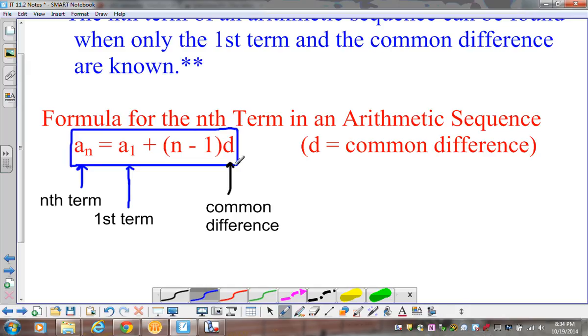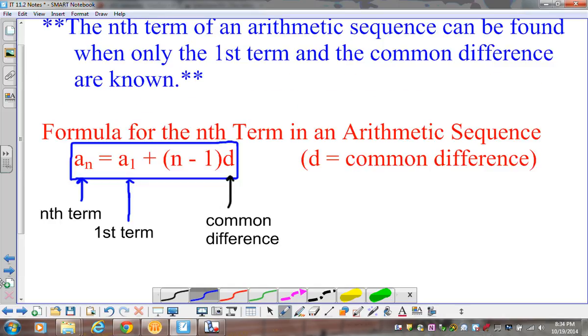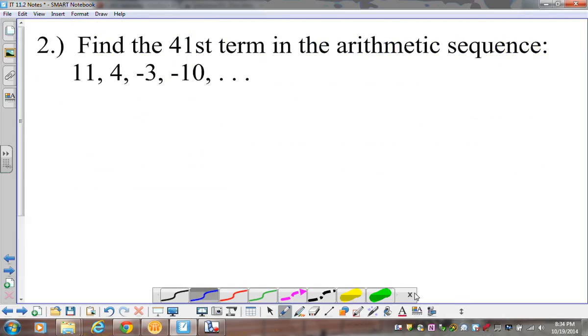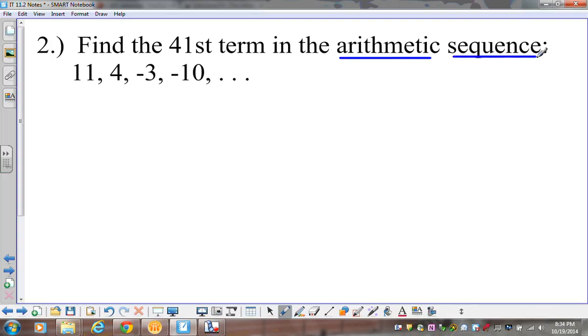That's the very basic form of what we're going to be looking for. You need to make sure you know that equation. Let's look at the first one. It says find the 41st term in the arithmetic sequence. The key here is they say arithmetic and they say sequence, so I'm going to be using the equation we just looked at: a sub n equals a sub 1 plus n minus 1 times my common difference.